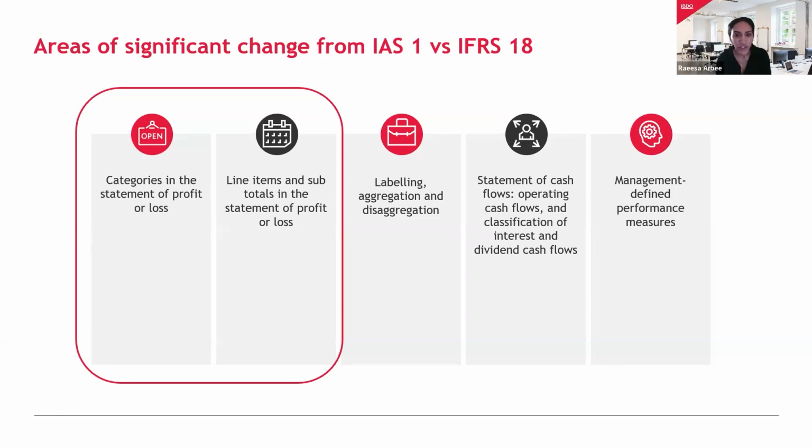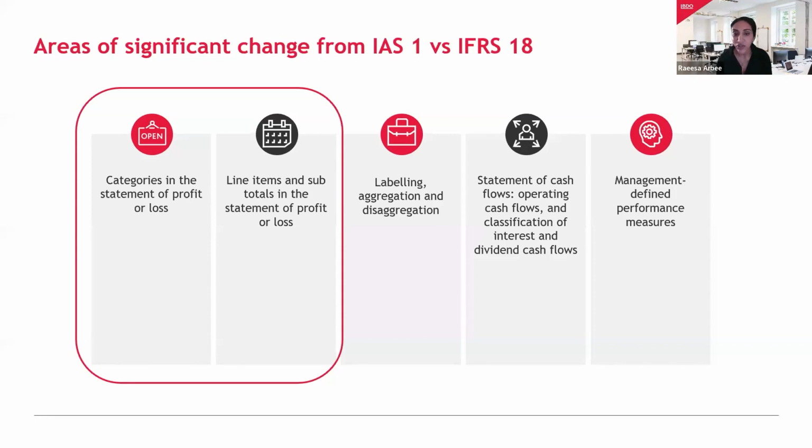Now, we'll delve in future sessions into what is operating, what is investing, and what is financing. So we're not going to get into too much detail on that, but just to be aware, there's going to be these 5 distinct areas in your statement of profit or loss. Now, once you've classified your items of income and expenses into these categories, there'll now be some subtotals that will be presented within your statement of profit or loss that are now mandatory.